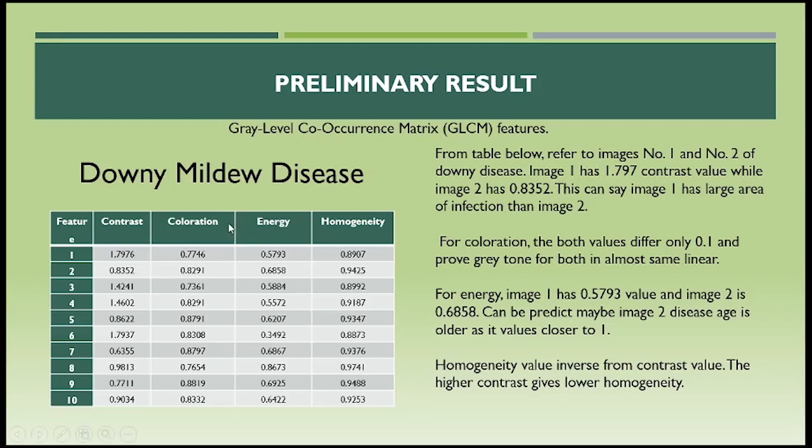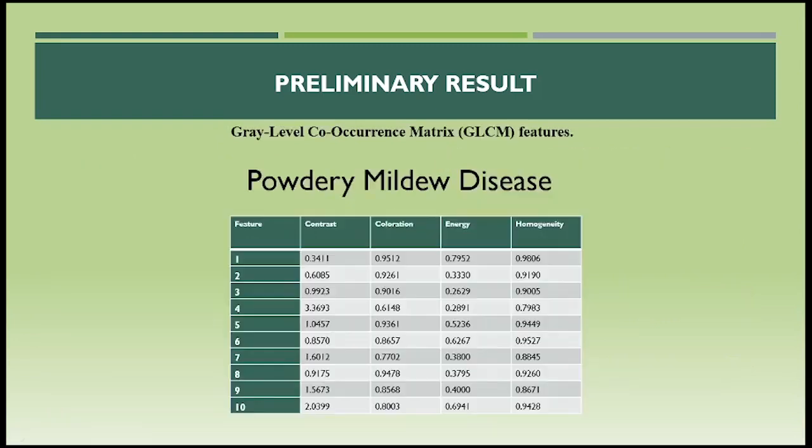For energy, we can see image number one is 0.5, lower than image number two, which is 0.6. We can conclude here that maybe the disease age or duration in image number two is older than image number one. And for the homogeneity, the value is inverse from the contrast value. If the contrast value is higher, the homogeneity will be lower.